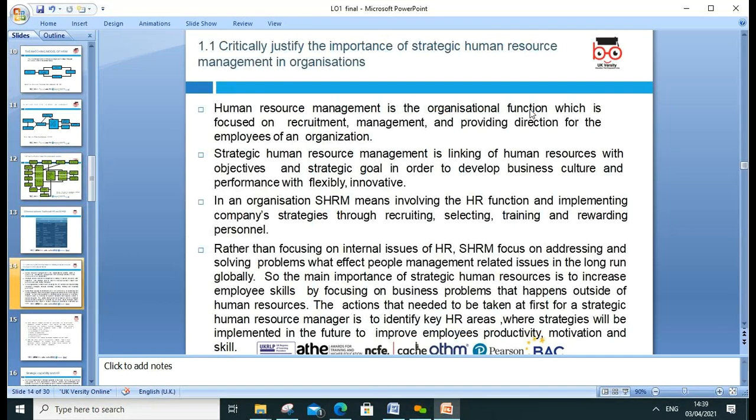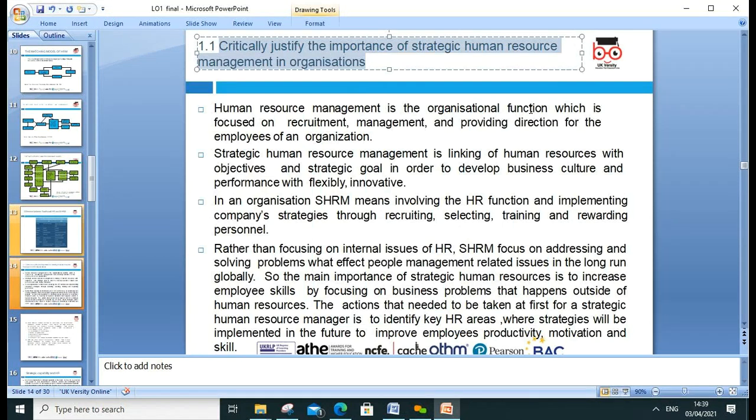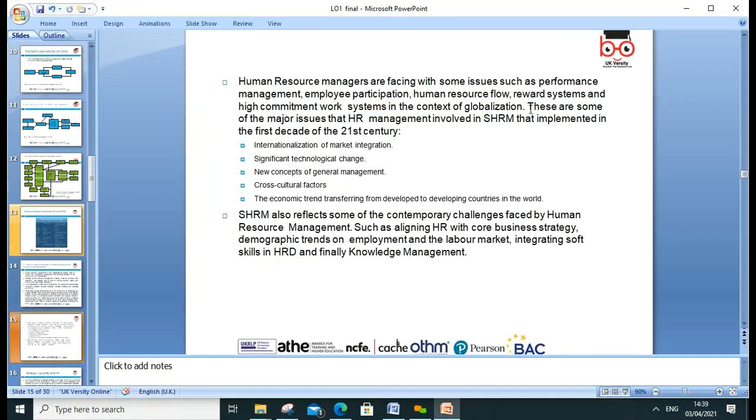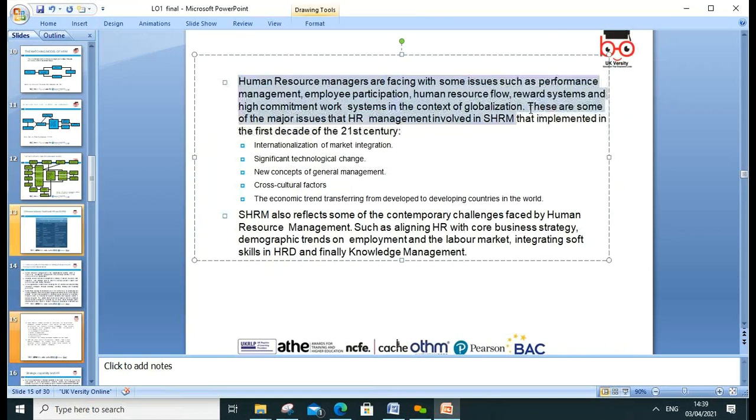First we have the assessment criteria under this learning outcome, critically justified resource management. Human resource management is a function which focuses on recruitment, management, and providing direction within our organization. Management is a link between the human resource management objective and the organization's performance. When we look at strategic human resource management, we are looking at the long term, the overall organization strategies and HR. In the 21st century, we focus more on strategic human resource, not short term. We want to be sustained long term.